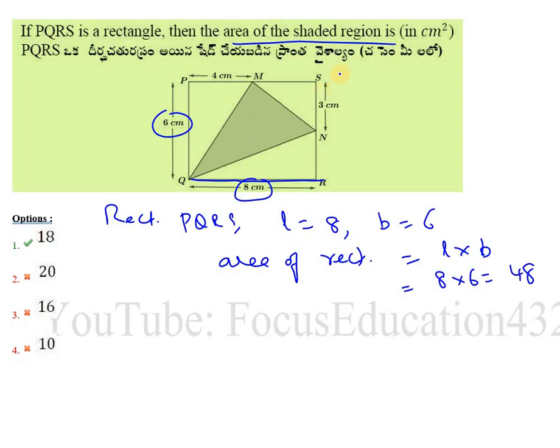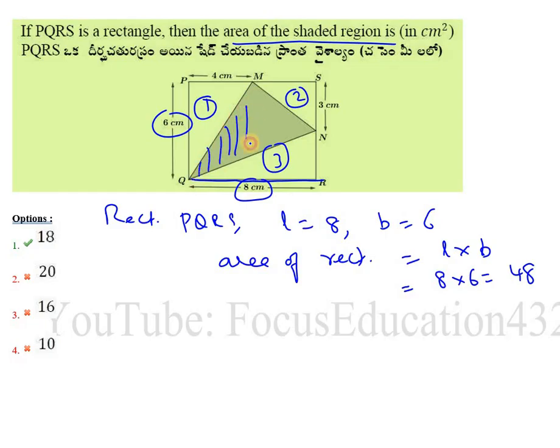Shaded region means from the rectangle area, same question came before also. See, some questions are repeating. Only some numbers will change, some figure will change. So if you practice the previous 3 or 4 years' question papers, then it is easy for you. From the rectangle area, remove the area of these 3 triangles. Triangle 1, triangle 2, triangle 3. If you remove these 3 areas, we get this shaded area.